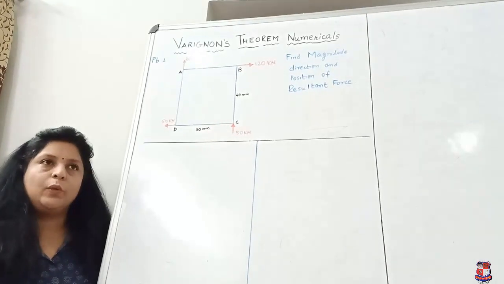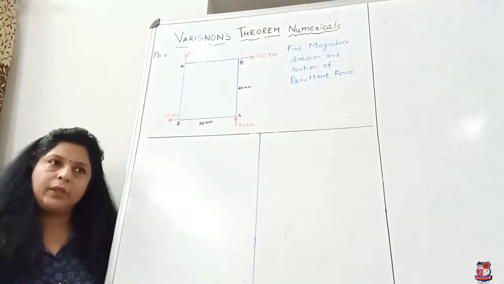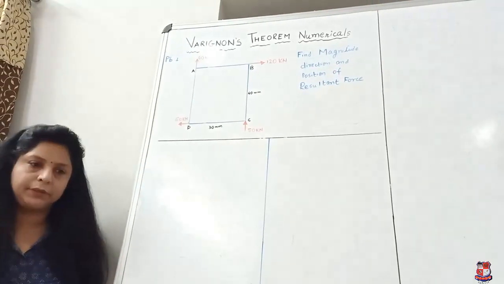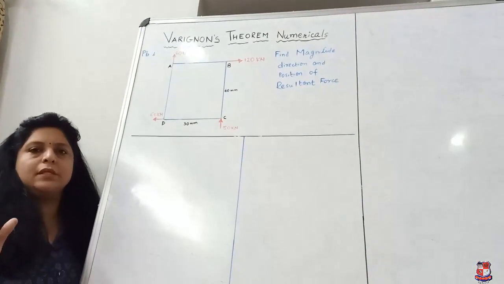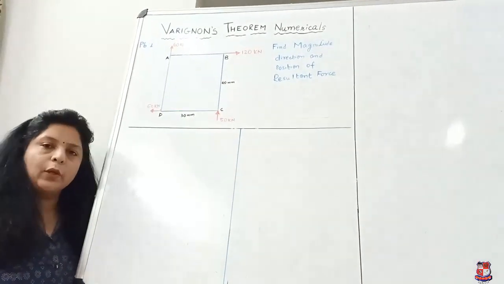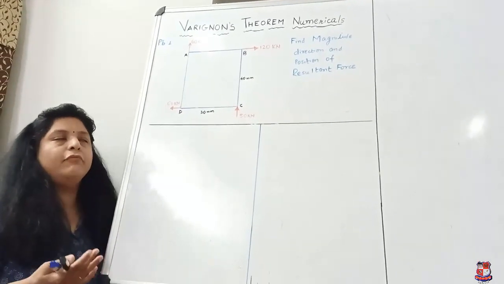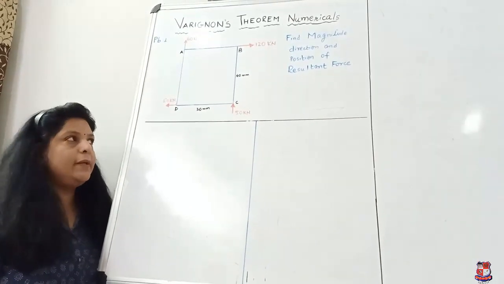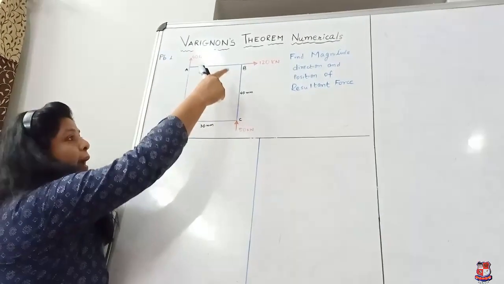Till now we were able to find out the value of the resultant force, that is, the magnitude. We could find out the direction of the resultant, that is, at what angle the resultant is acting, but we were unable to find out the position. That means at what particular distance the resultant is acting. So to find out the position of the resultant, we have to use Varignon's theorem. Today I am taking one numerical based on Varignon's theorem, which will be helpful in finding out the position of the resultant.